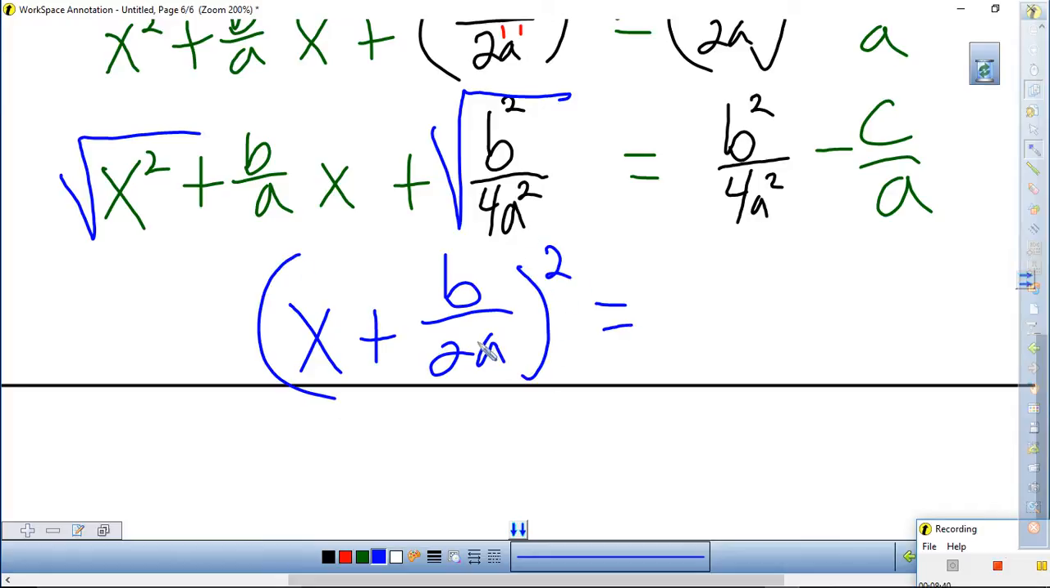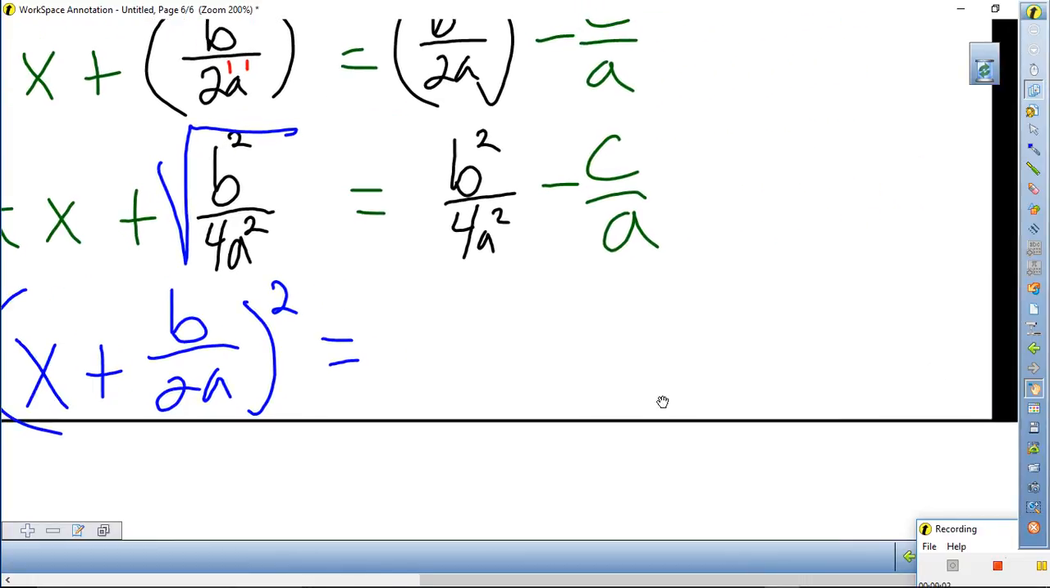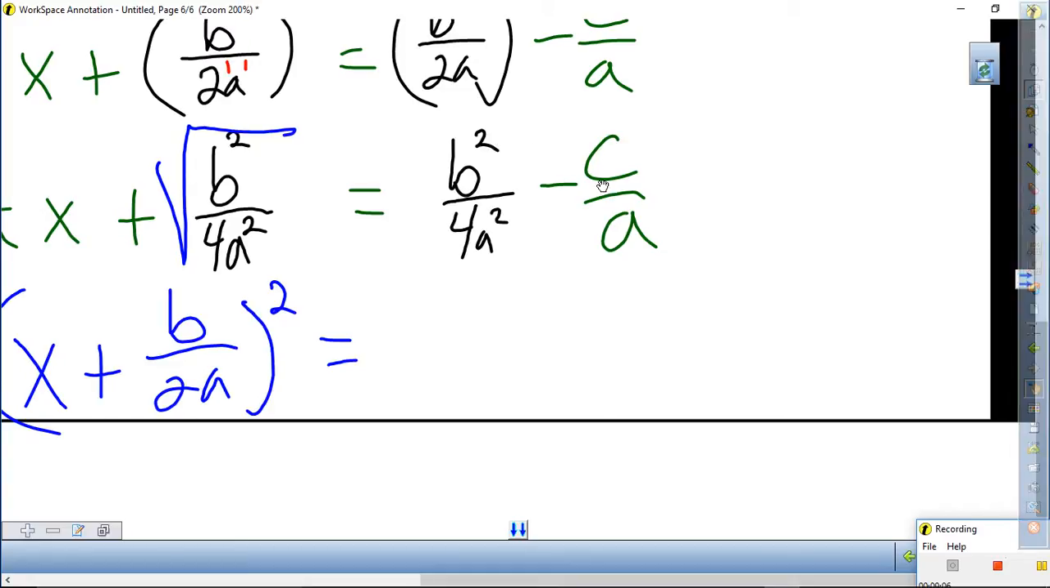Hands up if you understood where we got this from. Talk it over with your neighbor, let them know how we got this. Okay, so we got that. Now we need to simplify this, and this should look familiar now, doesn't it? Turn to your neighbor, let them know what we need to do to these two right here.